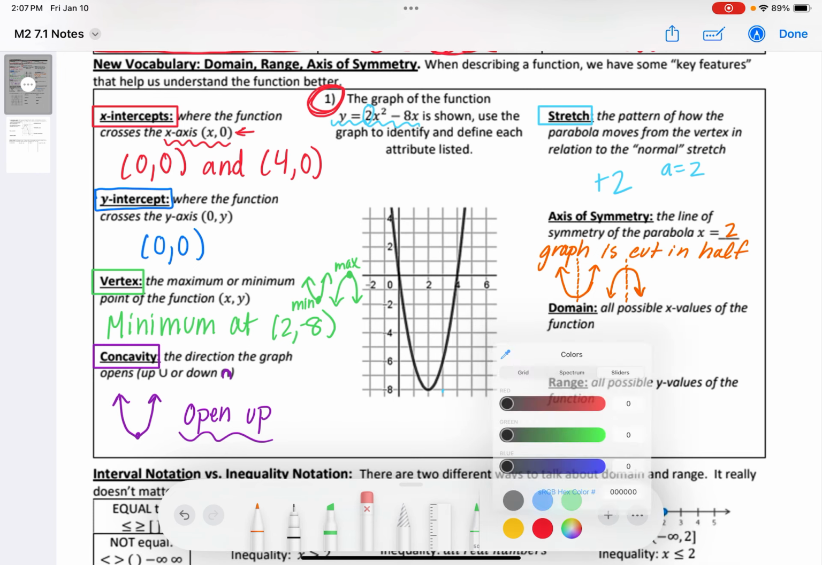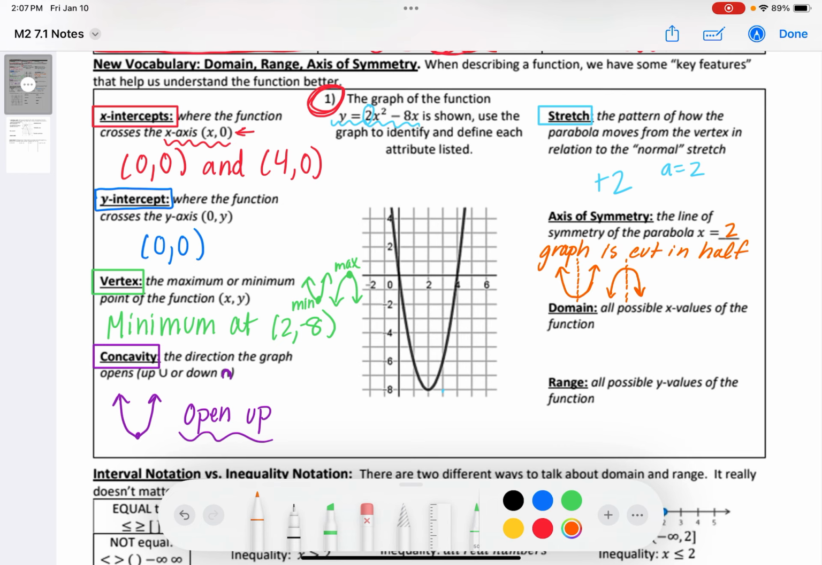Okay, last two. This one is called a domain. So domain, this is new, so pay attention to this part. Your domain is all possible x values of your function. When you're looking at the x values that your function could possibly hit, we read it from looking at the graph from left to right. And we write your domain in interval or inequality notation.